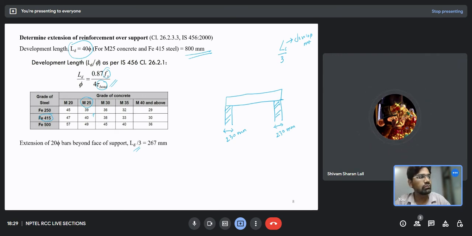So we have to bend up the bars. Yes, very good. So what we can do is bend the bar. That is, to take care of the extra development length which I cannot provide within this distance, I can provide an anchorage of that length like this.